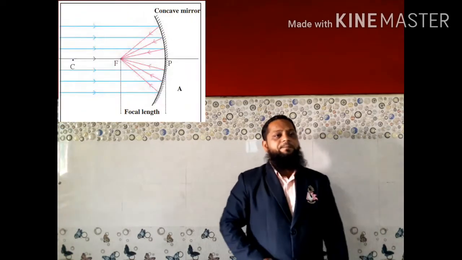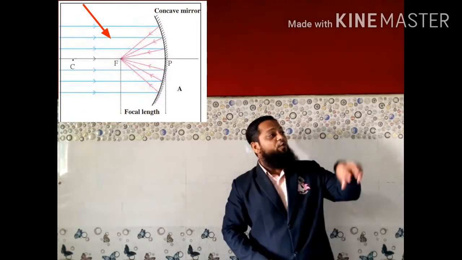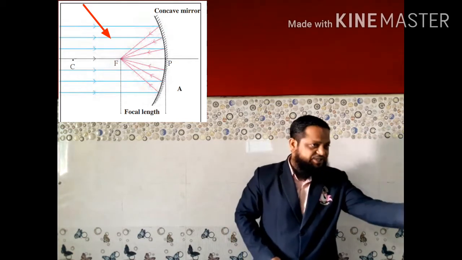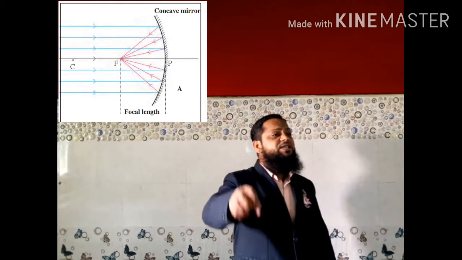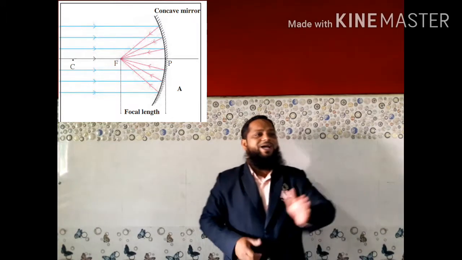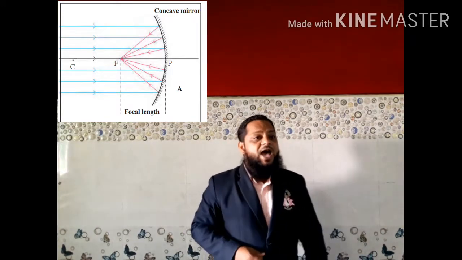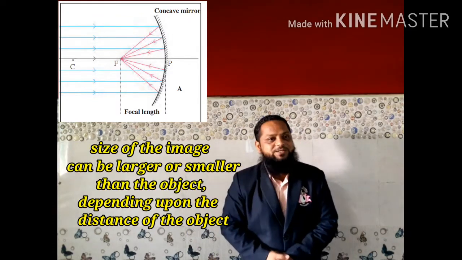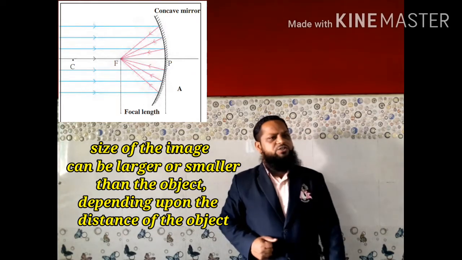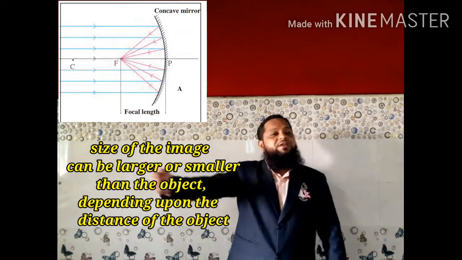A concave mirror is also called a focusing mirror. This is because, as shown in the figure, parallel rays get focused after reflection in this mirror. The size of the image produced by these mirrors can be larger or smaller than the object, depending upon the distance of the object from the mirror.